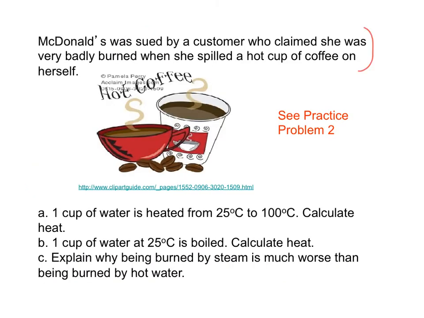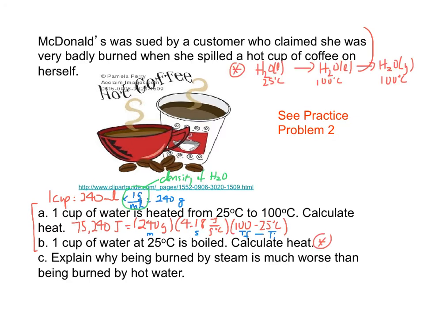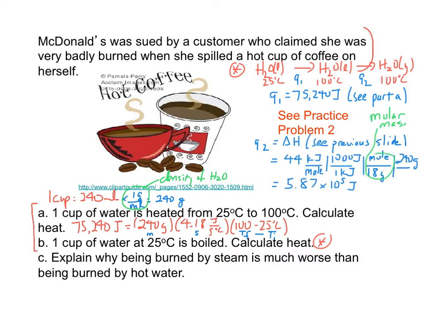check out what happened at McDonald's. Is it worse to be burned by steam or hot water? Stop the video and answer these two questions. And the answers are, for part B, look at boiling water from room temperature as a two-step process. So Q total equals a lot more energy is required to boil water. Stop the video again and do part C.